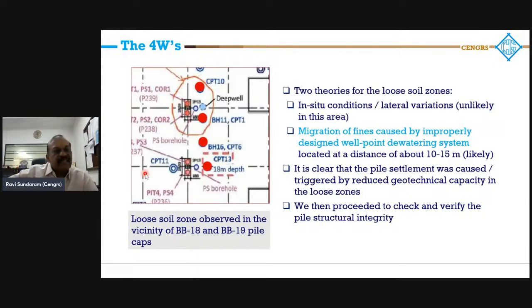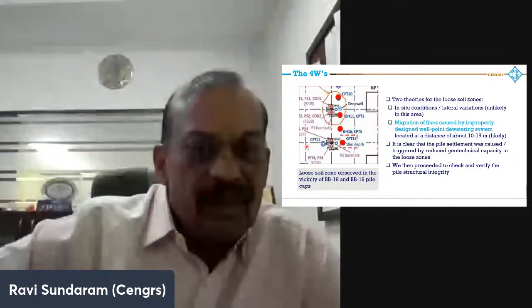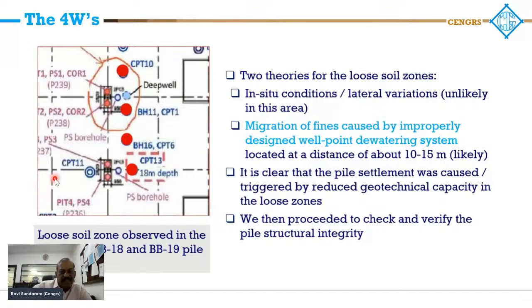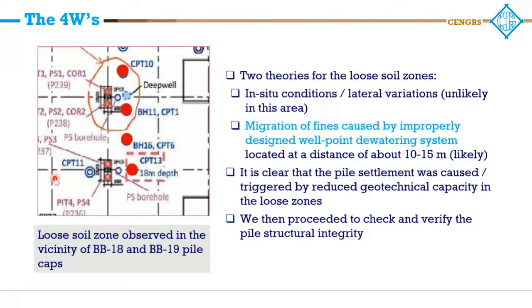Next was the assessment of the 4 Ws. So what went wrong? Why did the structure fail? There were two theories put forward. First was that in situ conditions had natural variations, and maybe the initial investigation did not identify the problem. This was unlikely in this area.